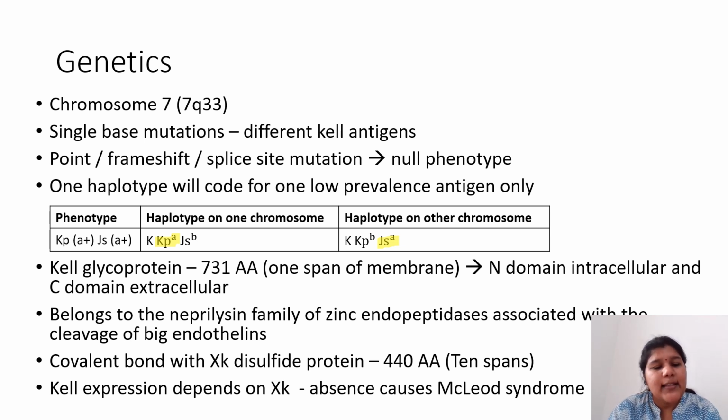haplotype. The Kell glycoprotein that is synthesized is a 731 amino acid protein, such a large protein, but there is only one span of membrane. The N is intracellular and the C domain is extracellular. It belongs to the neprilysin family of zinc endopeptidases. There is another protein, with a covalent bond to an XK disulfide protein, which is 440 amino acids, but 10 spanning. Kell expression depends on the XK protein, and when this protein is absent, it causes something called McLeod syndrome. We'll see in detail.